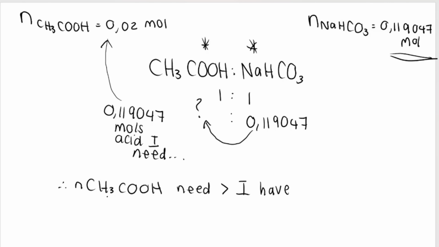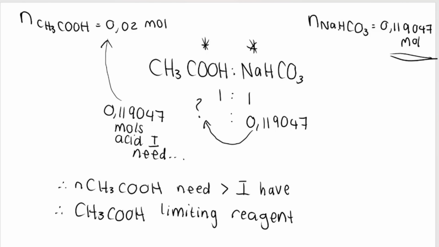Or you can argue and say the moles that I have is less than what I need. Therefore, my acid is limiting. So either way, if you argue it, you're going to come to the same conclusion, that my acid is my limiting reagent. And that means that my sodium bicarbonate is in excess. So you have to put it in the mole ratio to compare.